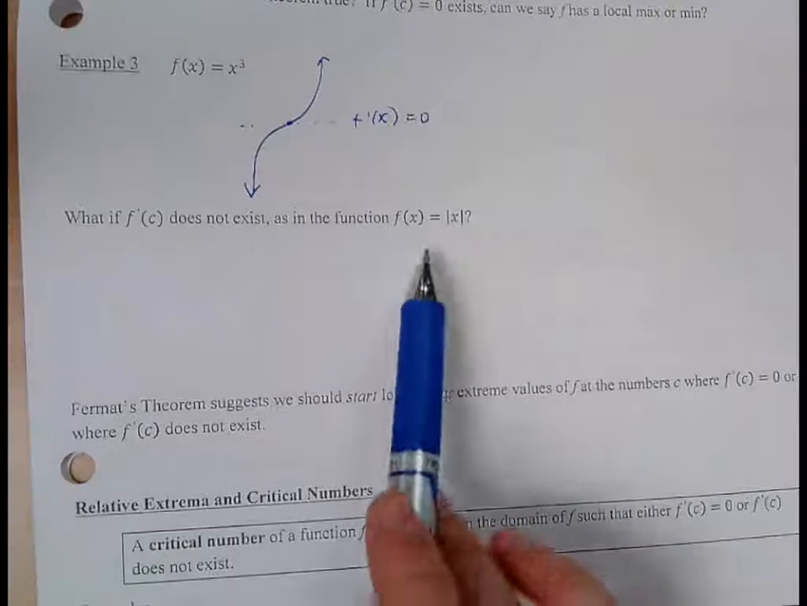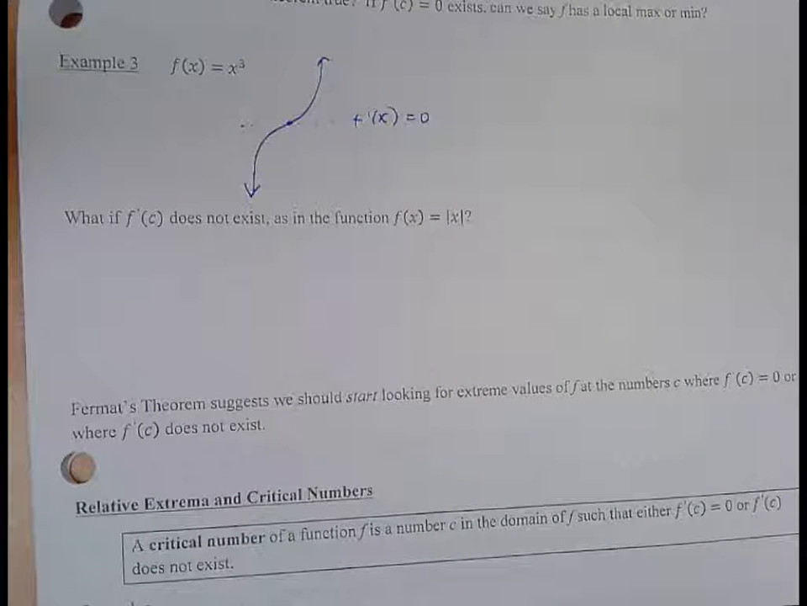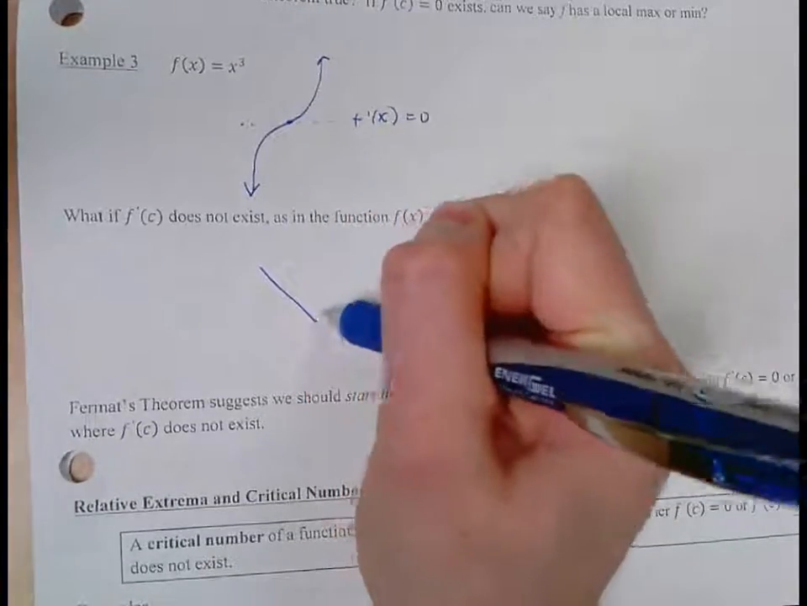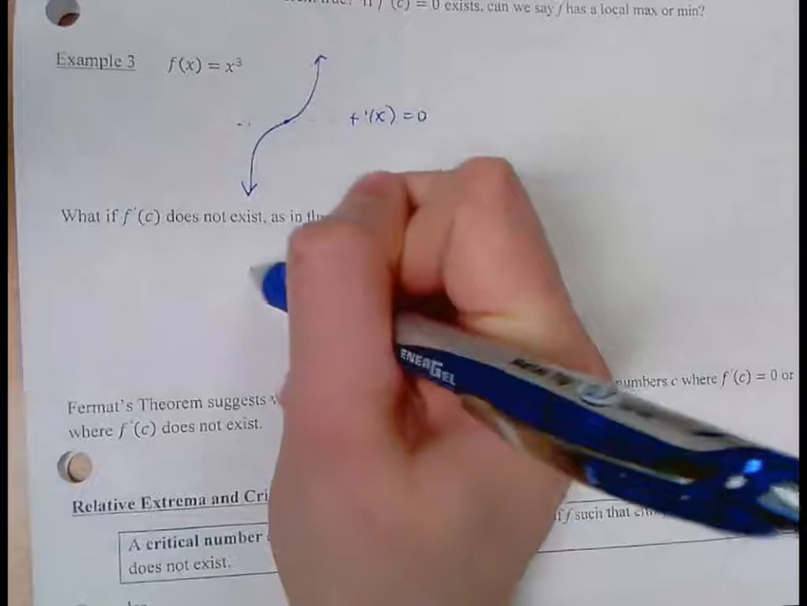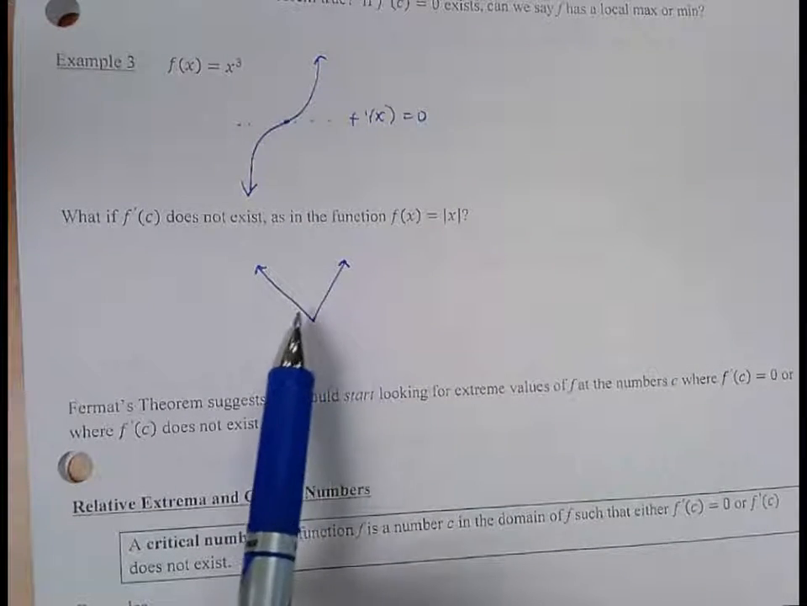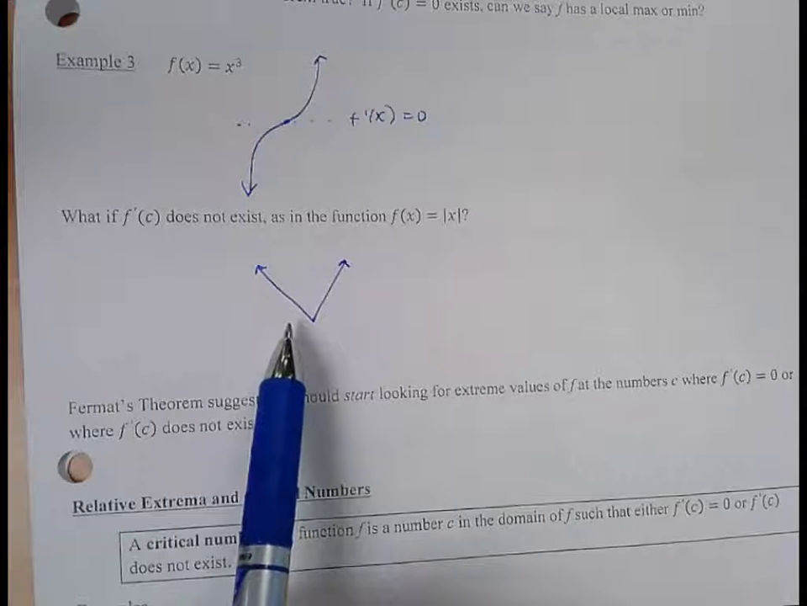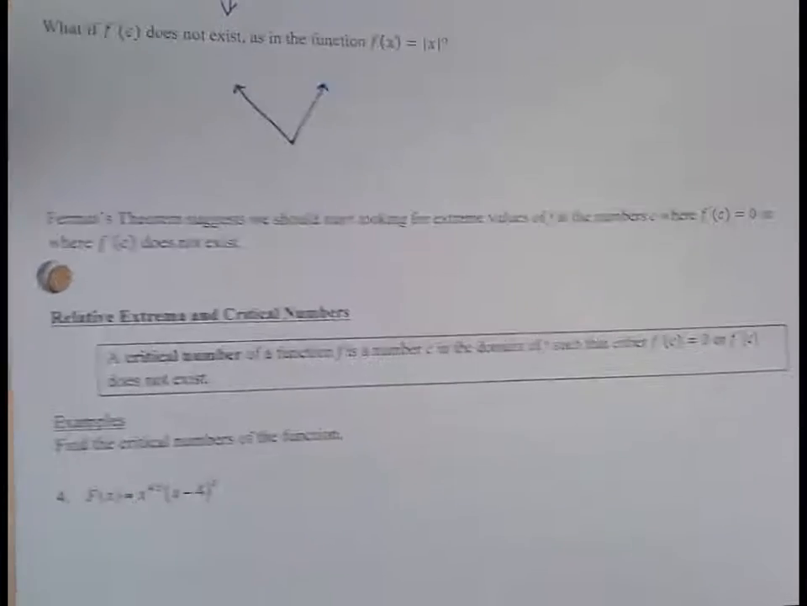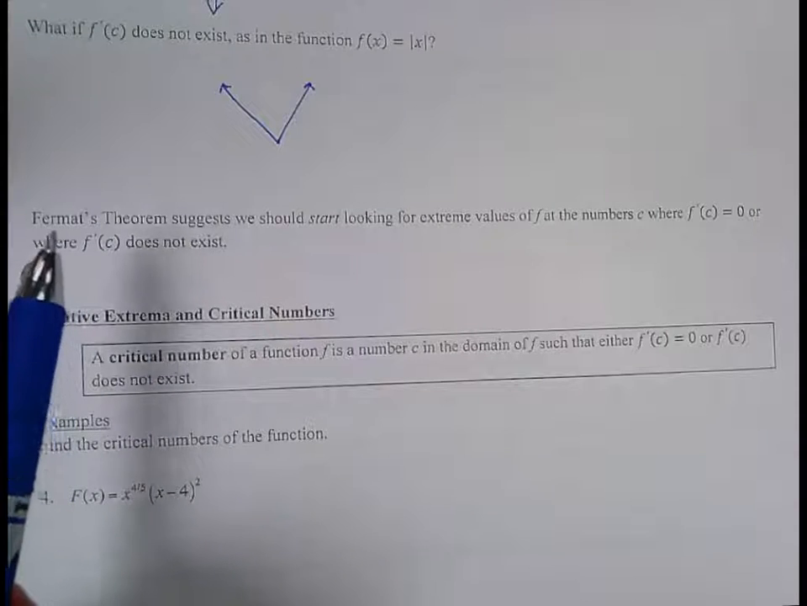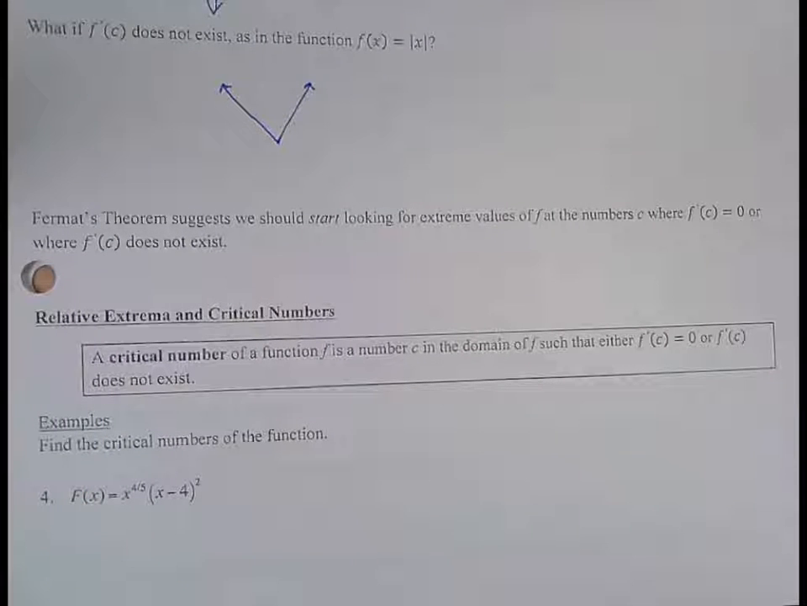And then this is the other case, if f prime of c doesn't exist. I just had this example for the absolute value function. The idea we talked about already here, this would be the absolute and local max of that function. However, we know the derivative wouldn't exist there. So this is all leading to what a critical number is. Fermat's theorem suggests we should start looking for extreme values of f at the number c, where f prime of c is 0 or where it doesn't exist.